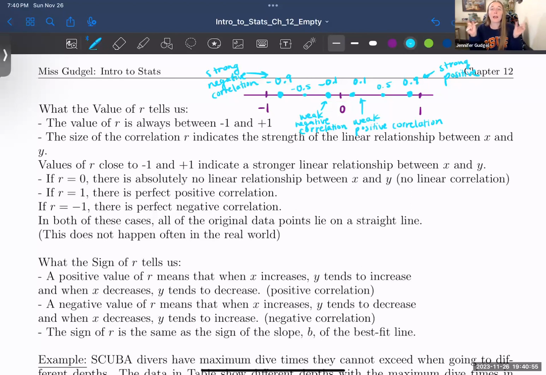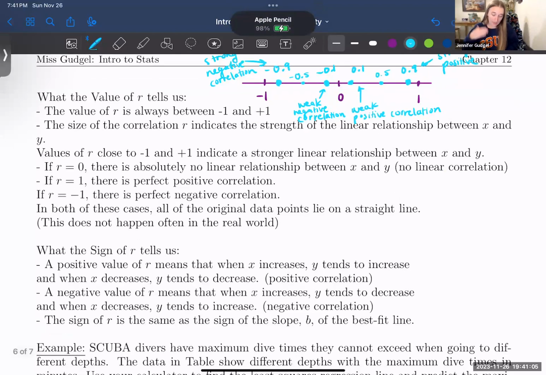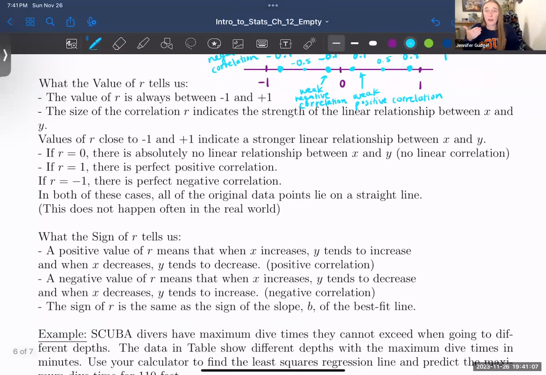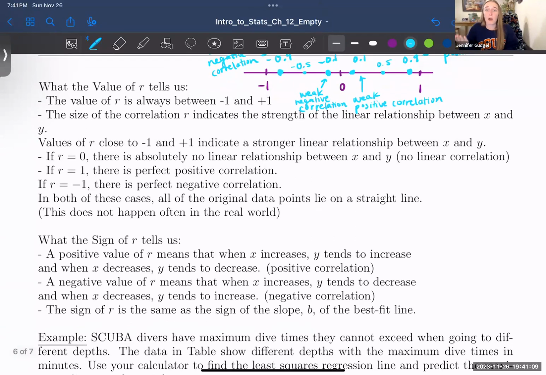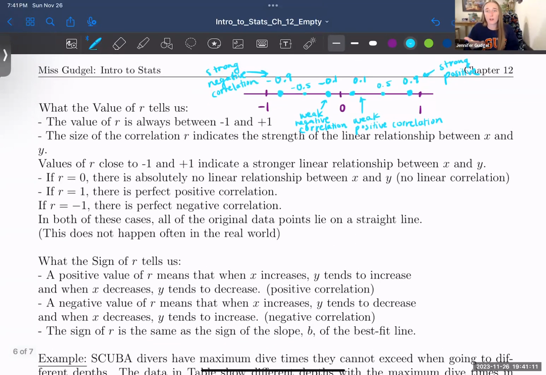Okay, so that's what we're looking for. The closer we are to 1 and -1, the stronger the relationship. The closer to 0, the weaker the relationship. And then again, note that if the R value is positive, that means it's a positive correlation. If the R value is negative, that means it's a negative correlation. So that has that slope. If we were to draw the line, a positive correlation has a positive slope, and a negative correlation has a negative slope.